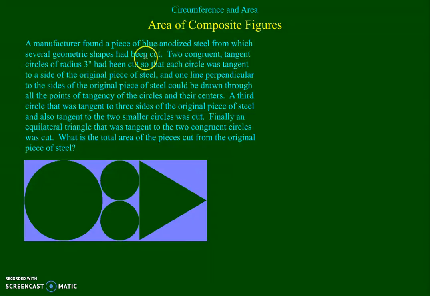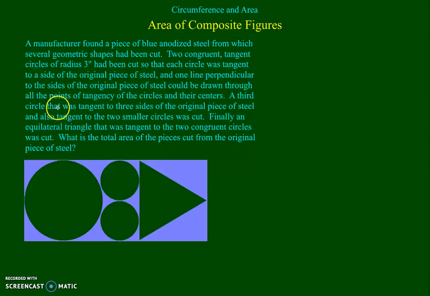Two congruent tangent circles of radius 3 had been cut so that each circle was tangent to a side of the original piece of steel, and one line perpendicular to the sides of the original piece of steel could be drawn through all the points of tangency of the circle and their centers. Wow, that's quite the statement.